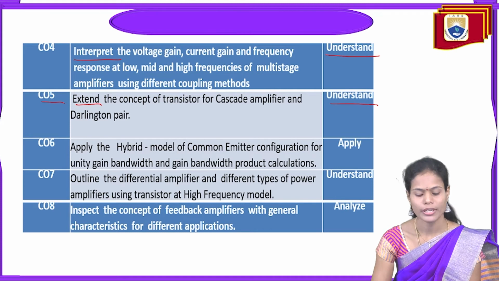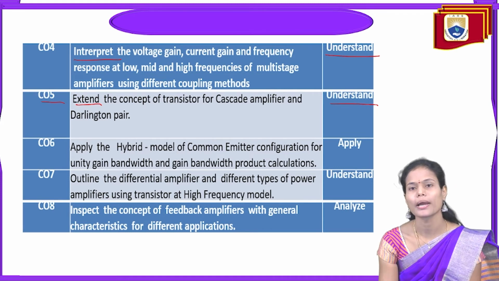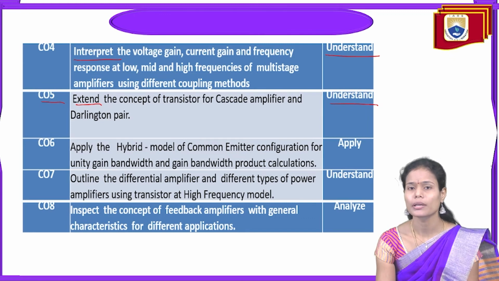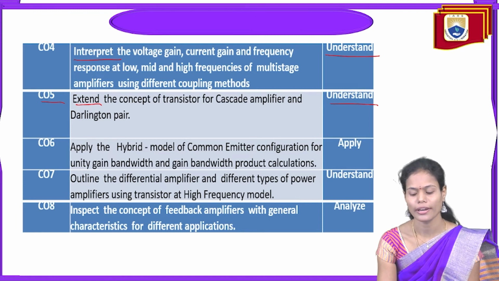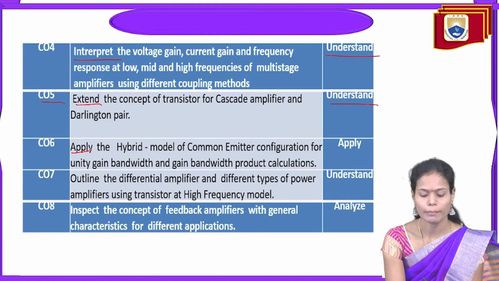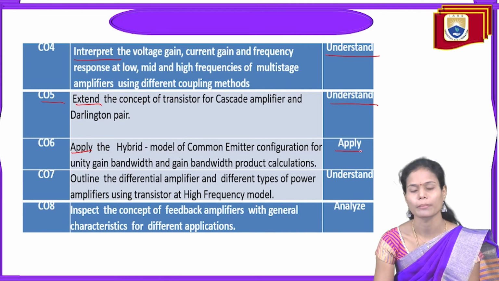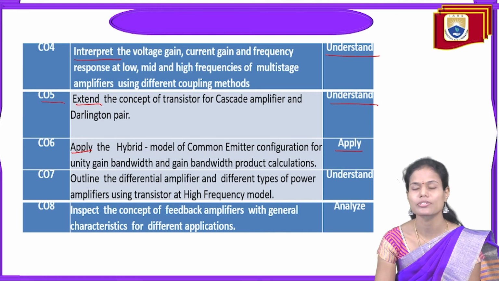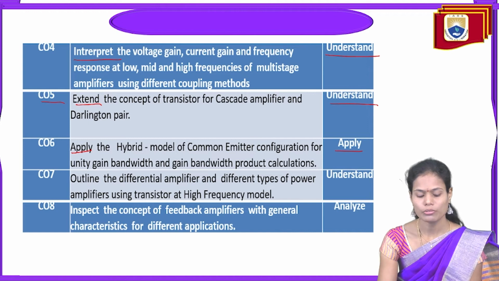That is nothing but we are extending this concept of transistor to make the multi-stage amplifiers, for example, cascade amplifier and Darlington pair. And next CO is: apply the hybrid model of common emitter configuration for unity gain bandwidth and gain bandwidth product calculations. That is nothing but we are applying the hybrid equivalent circuit for the common emitter amplifier to get the bandwidth and gain calculations. So for apply, Bloom's taxonomy is apply only. And next CO7: outline the differential amplifier and different types of power amplifiers using transistor at high frequency mode. So for outline, Bloom's taxonomy is understand here.